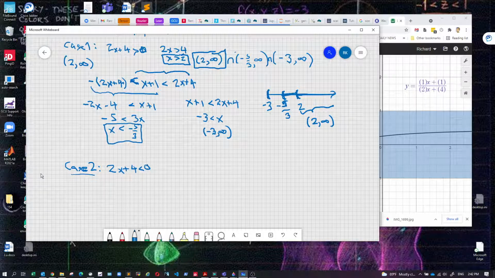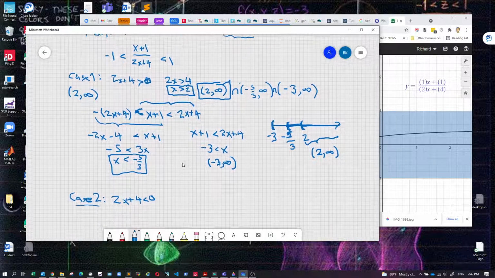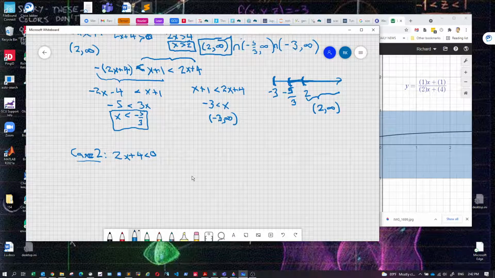And my problem is, I've already forgotten, x plus 1 over 2x plus 4. Right, so I'm going to be multiplying by a negative. So I have x plus 1 over, and I'll just rewrite the problem, 2x plus 4. Dang it, I don't know why I keep doing that. Less than 1, greater than minus 1. Right, but now when I multiply by 2x plus 4, everything has to be reversed.